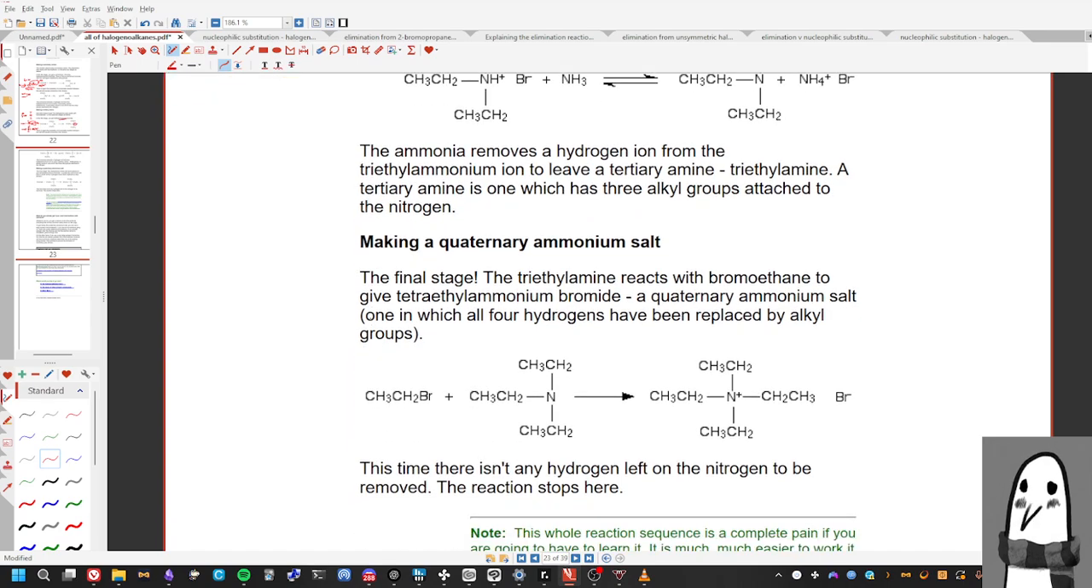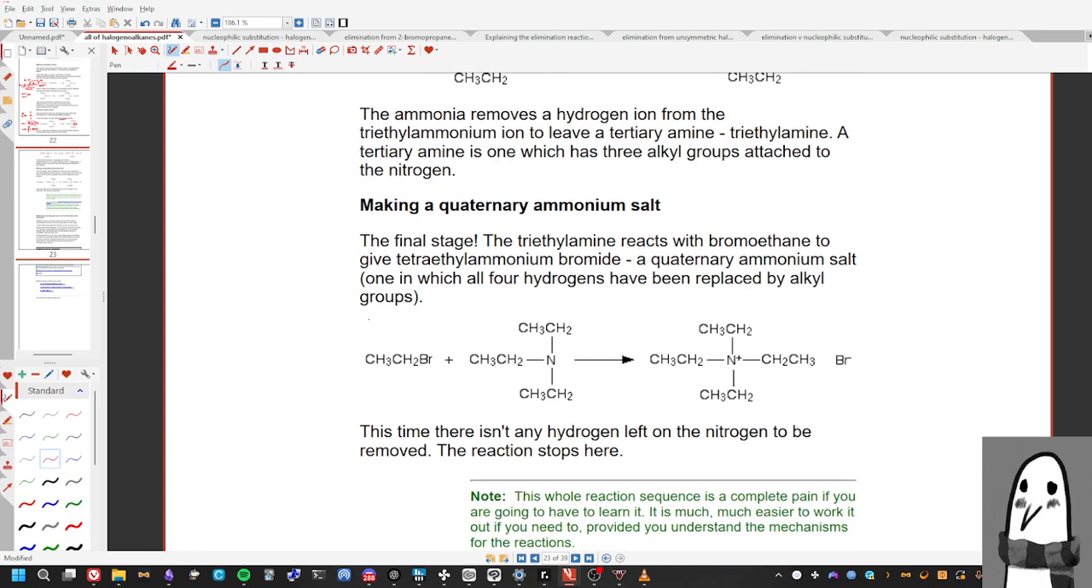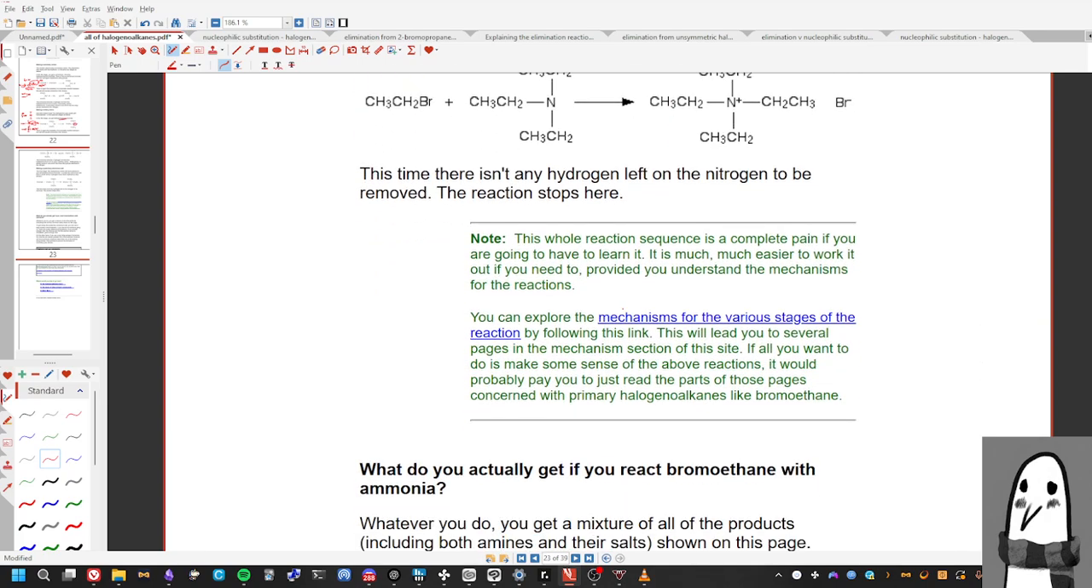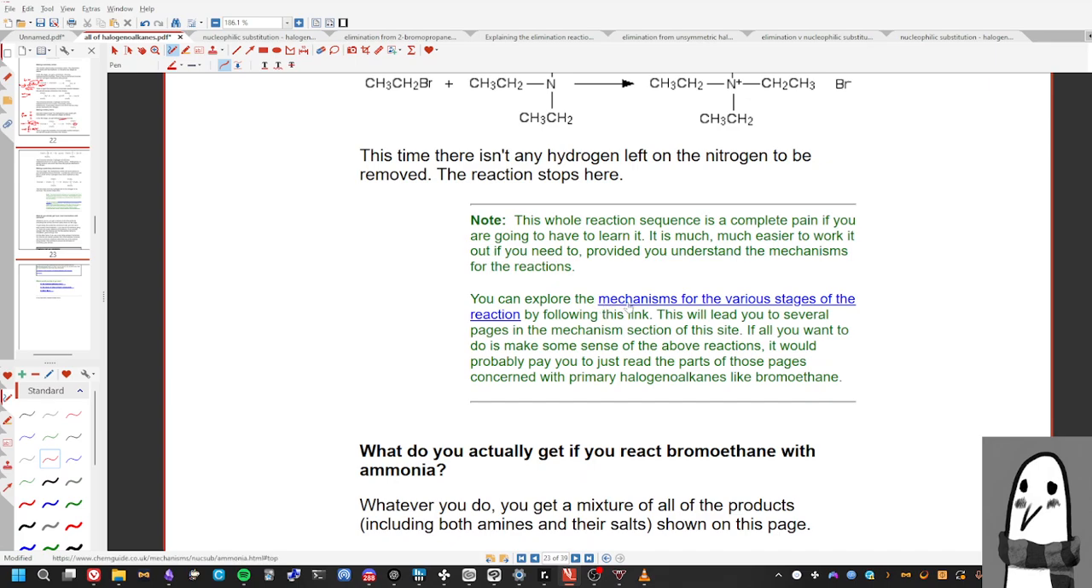Okay, are you kidding me? We're doing another one? Oh, because the nitrogen can have up to four bonds. Oh my god. Triethylamine reacts with bromoethane to get tetraethylammonium bromide, a quaternary ammonium salt, one in which all four hydrogens have been replaced by alkyl groups. And now, since there's no hydrogen left on the nitrogen, the reaction just stops there, and it is left as an ammonium salt. Remember, it's left as ammonium, not amine. So you cannot have a quaternary amine. You can only have a tertiary amine. Bruh. That is insane. That didn't even seem real.